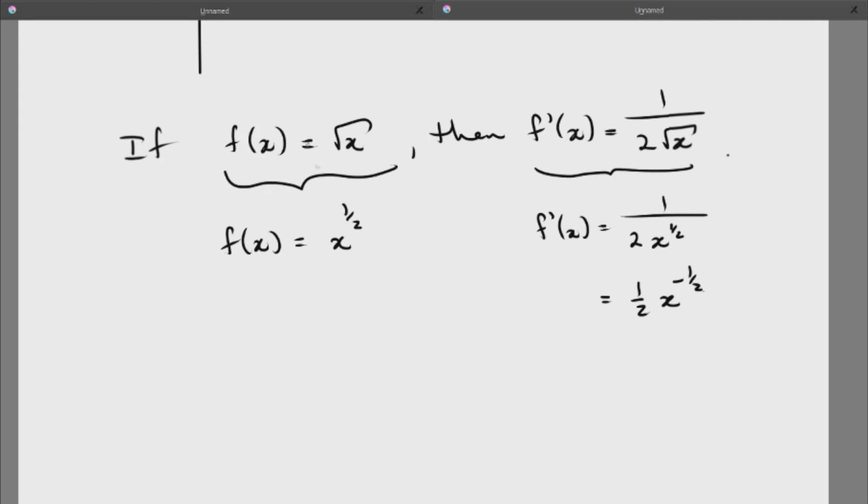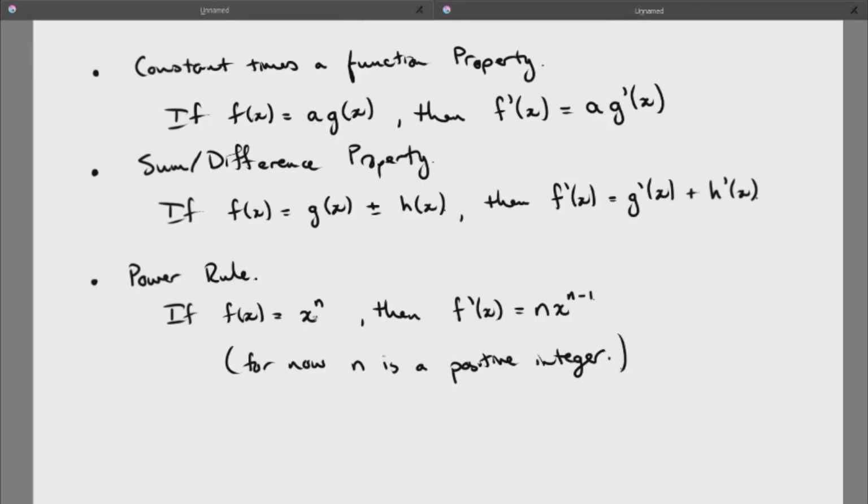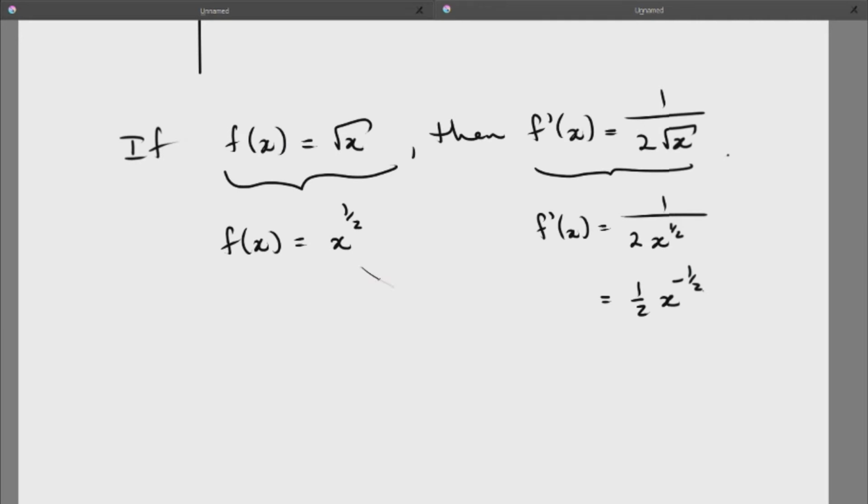But that means, what does the power rule do again? The power rule takes the power of x in the original function, moves that number to the front, and then the new power of x is 1 less. That's exactly what we're doing here. Move the half to the front, the new power is 1 less, 1/2 minus 1. So this also fits the power rule, meaning it's not really a new formula.